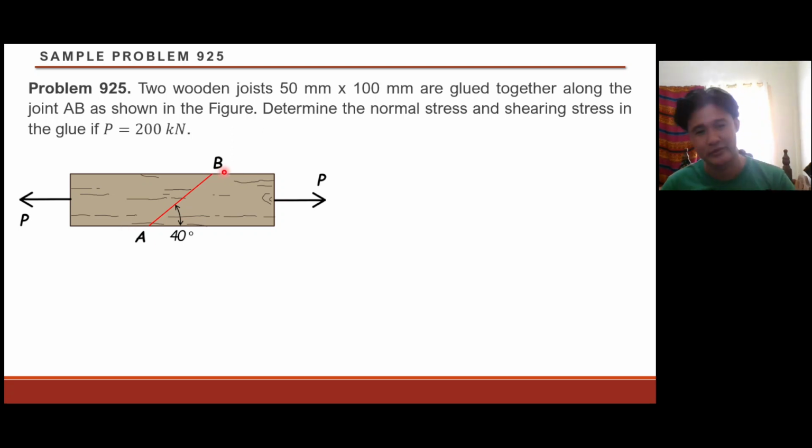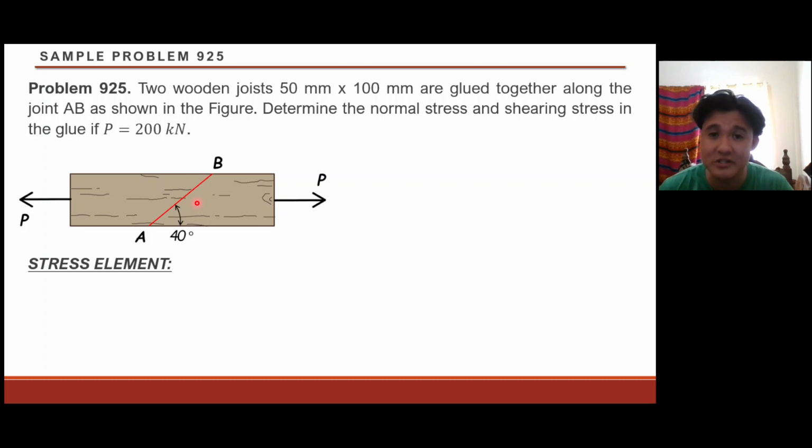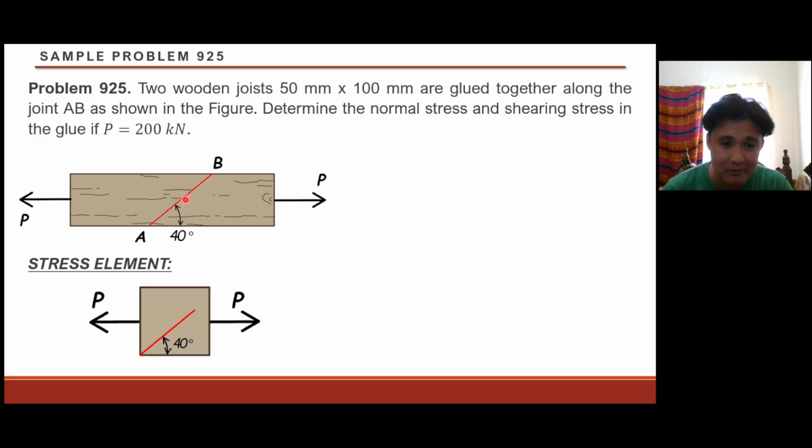So sige, dito tayo sa sample problem natin. So we have plane AB that is inclined 40 degrees from the horizontal. So first order of solution natin ay i-draw natin yung stress element natin. Para ma-draw natin yung stress element, kukuha tayo ng maliit na element, tapos ilalagay natin yung mga loadings sa ating system. So, we have P to the right, P to the left. Tapos, ang hinahanap natin ay yung stresses along the inclined plane 40 degrees from the horizontal. By the way, yung horizontal axis natin would be X, vertical axis natin would be Y.